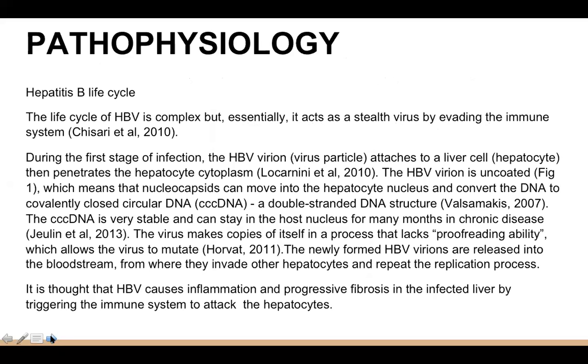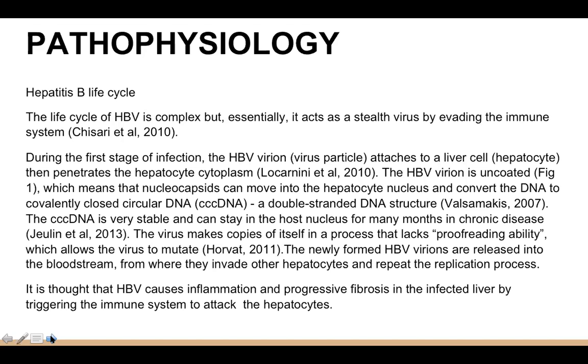So for the pathophysiology, during the first stage of infection, the HBV virion attaches to the liver cells, or the hepatocytes. Then it penetrates the hepatocyte cytoplasm. Then the HBV virion is uncoated, which means that the nucleocapsids can move into the hepatocyte's nucleus and convert the DNA to covalently closed circular DNA, or cccDNA, a double-stranded DNA structure. The covalently closed circular DNA is very stable and can stay in the host nucleus for months in chronic disease.